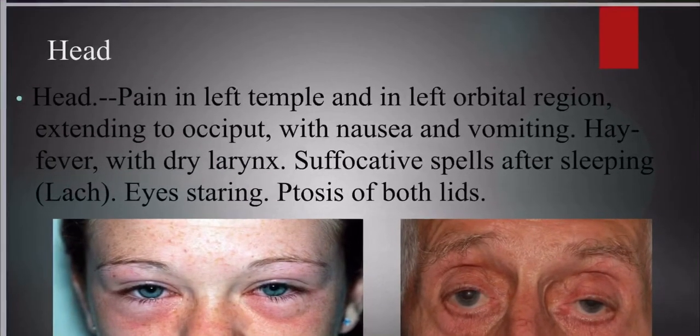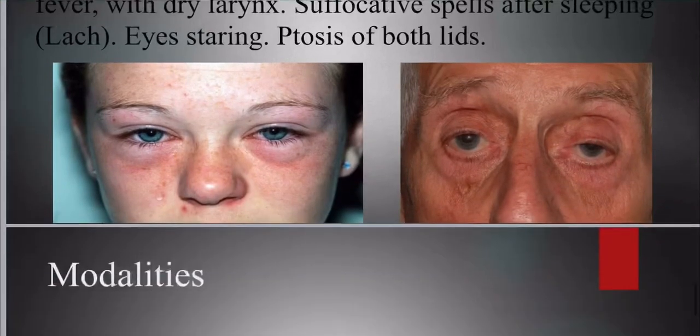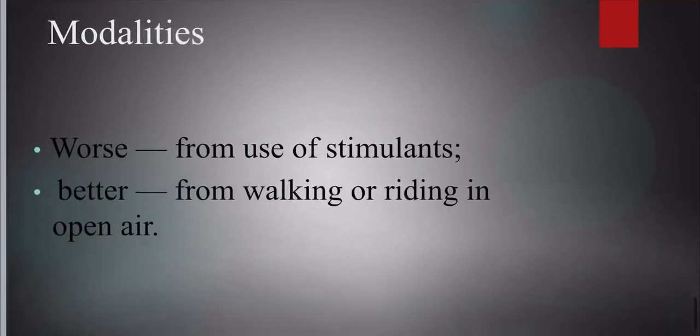How is the head? The pain will start in left temple orbital, then it settles in the occiput. Then there is nausea and vomiting. It is extending to occiput. There will be nausea, vomiting, hay fever, then the ptosis of lids, that is drooping of lids.